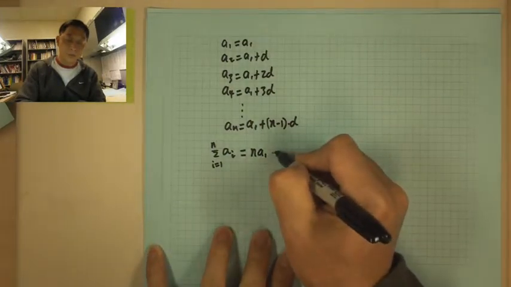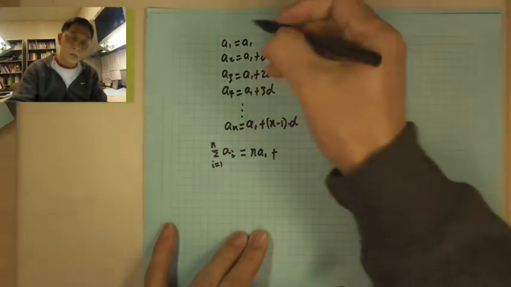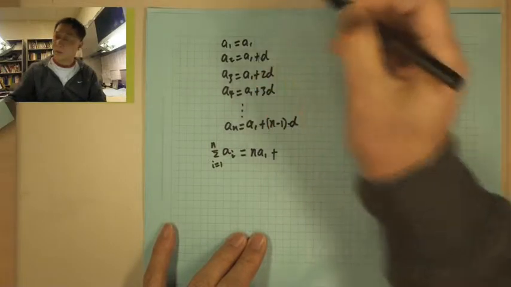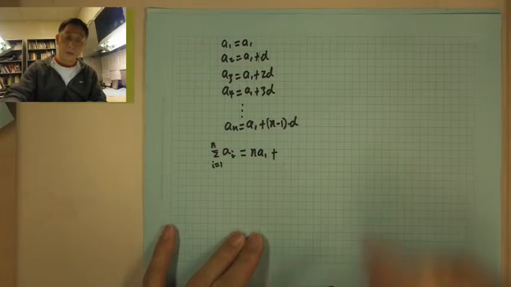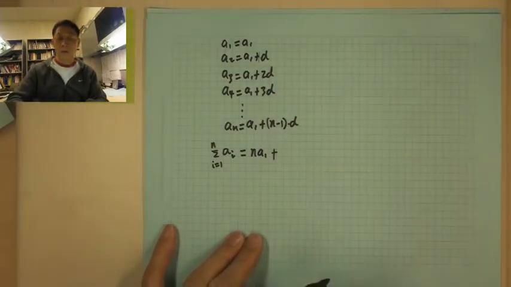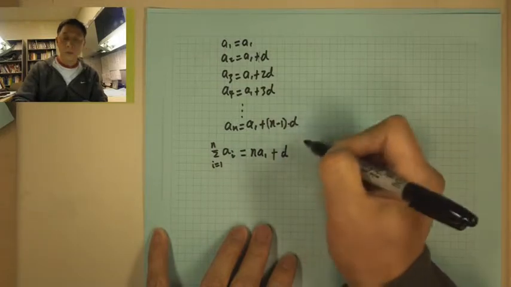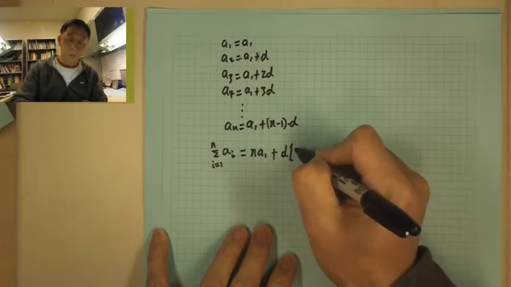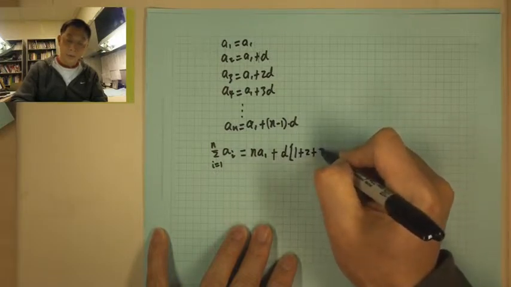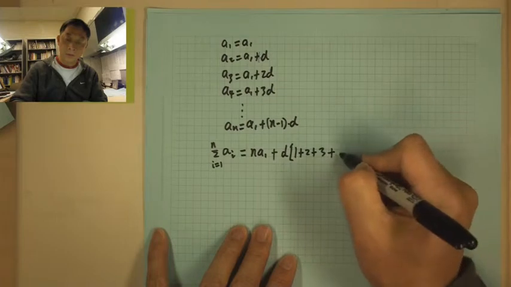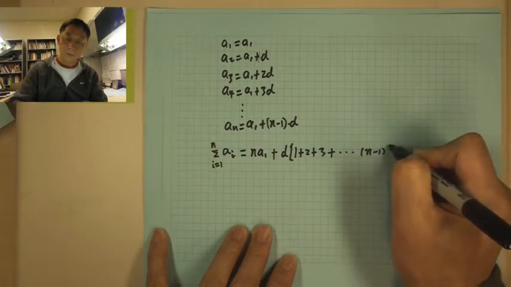Now plus. Remember, there is a 1 in front of it. And then you have all d's, d, d, d, d. So you want to pull this d out. Then inside is going to be 1 plus 2 plus 3 plus up to n minus 1.